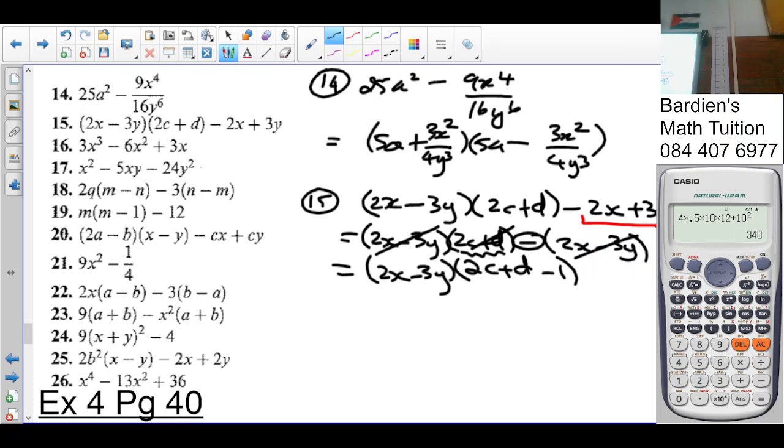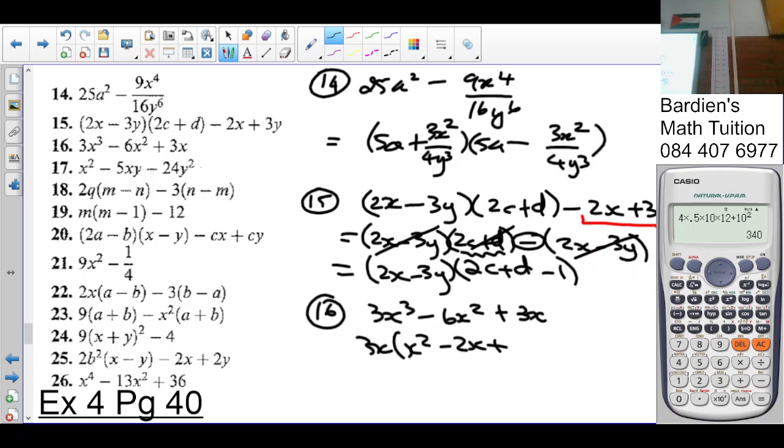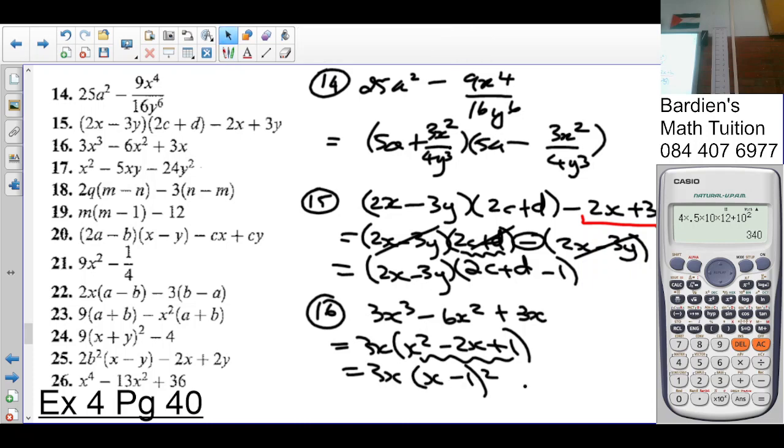Okay. Look at number 16. We've got 3x cubed minus 6x squared plus 3x. What is common here? 3x is common, not so? We take out 3x as a common factor, what are we left with? x squared minus 2x plus 1. What type of factorization here? Trinomial. Perfect square trinomial. Not so? x minus 1 squared. Okay.